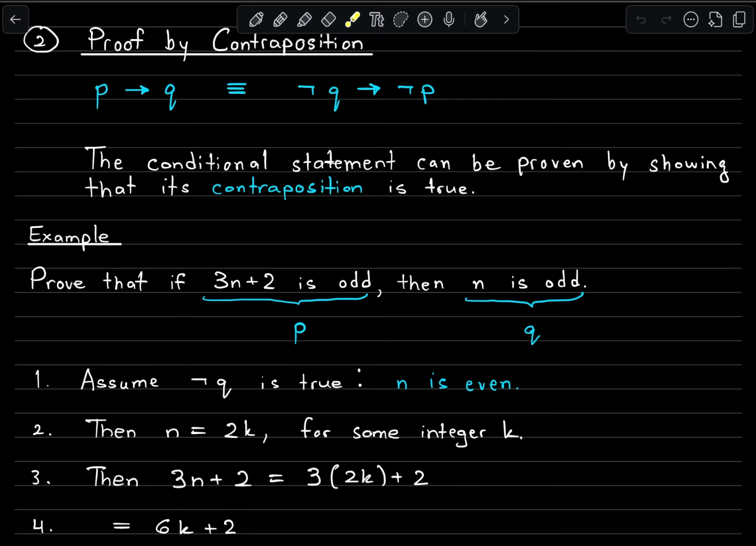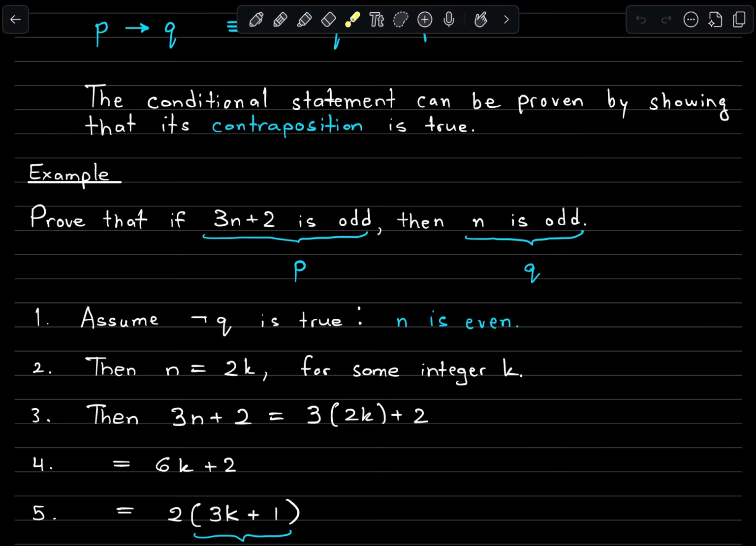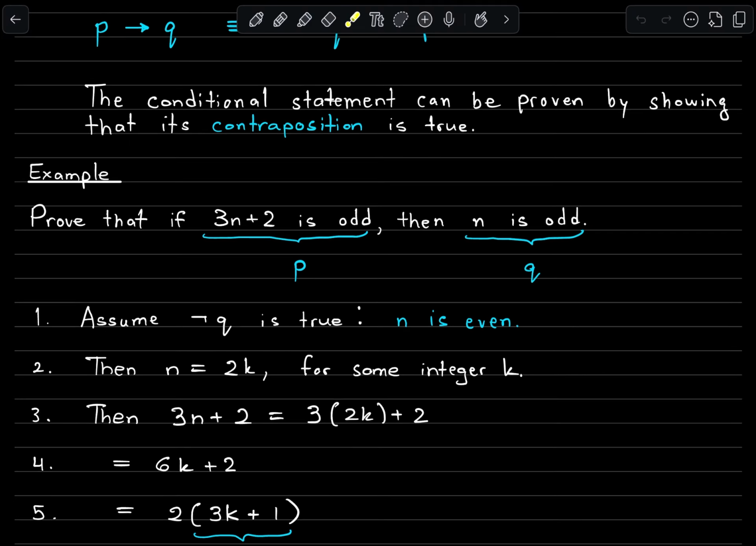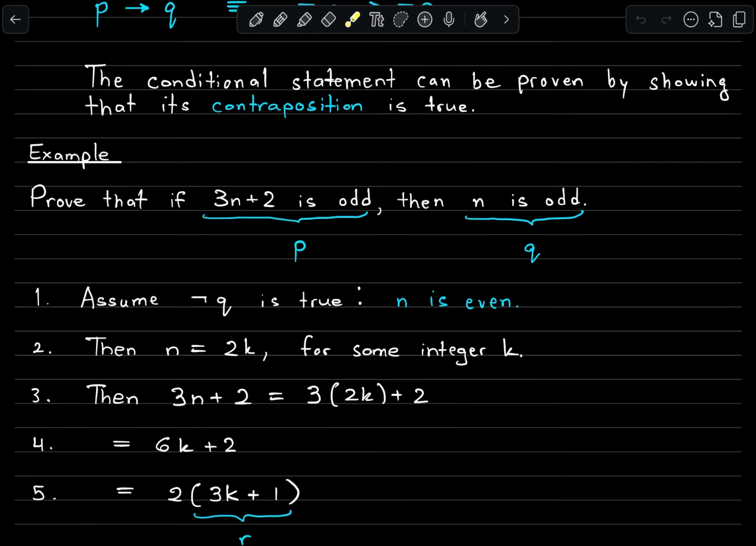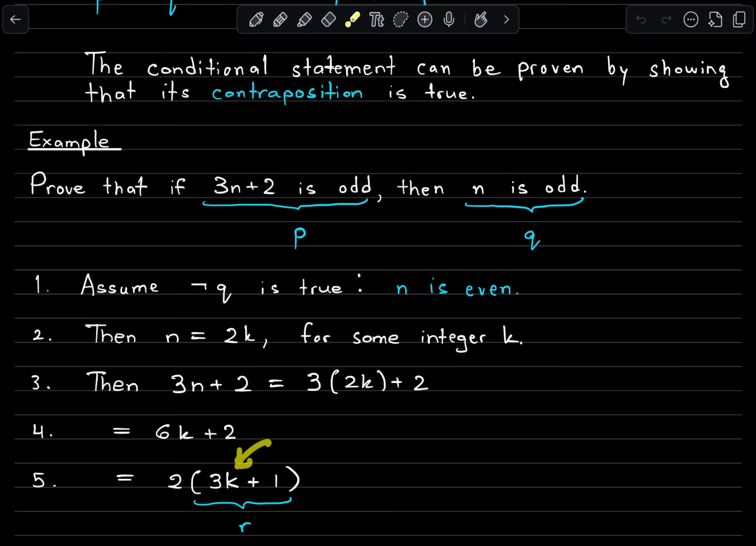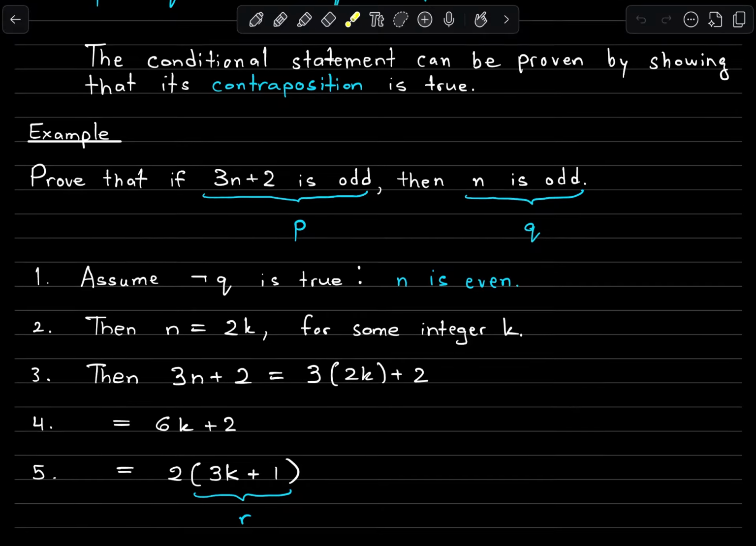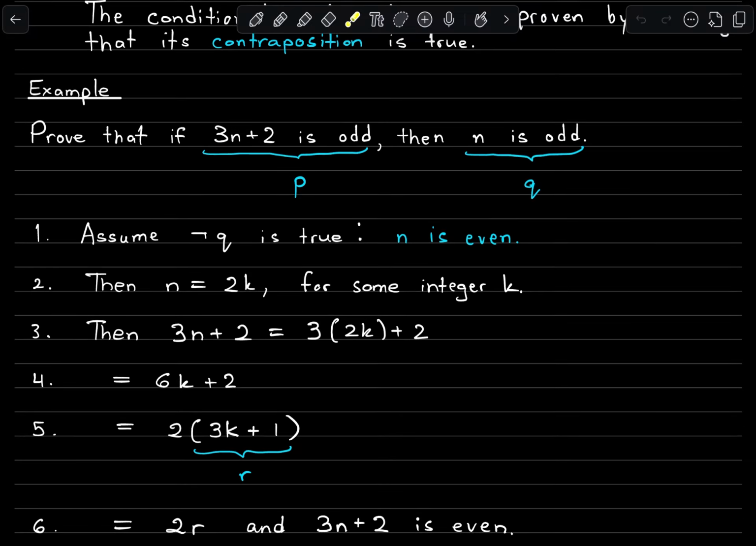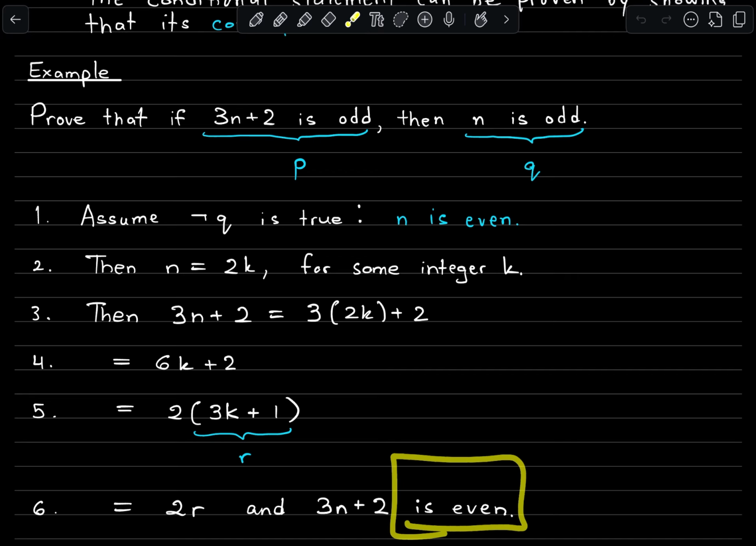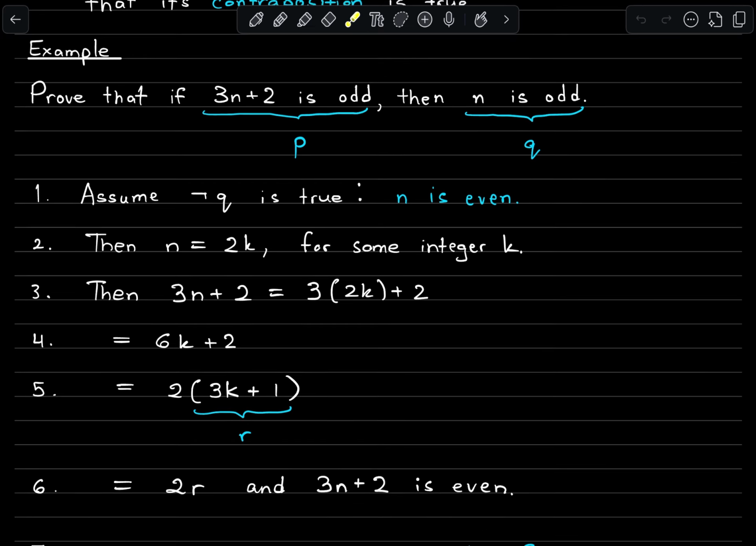So can we represent this as 2 times something? Indeed we can. We can factor out a 2. And we'll just have 3k plus 1 in parentheses. Because k is an integer, these operations of just multiplying by 3 and adding 1 keep it as an integer. We haven't done anything to change that fact. So we can represent 3k plus 1 as some other integer r, and therefore we have shown that 3n plus 2 is really just equal to 2r, and therefore it is even.